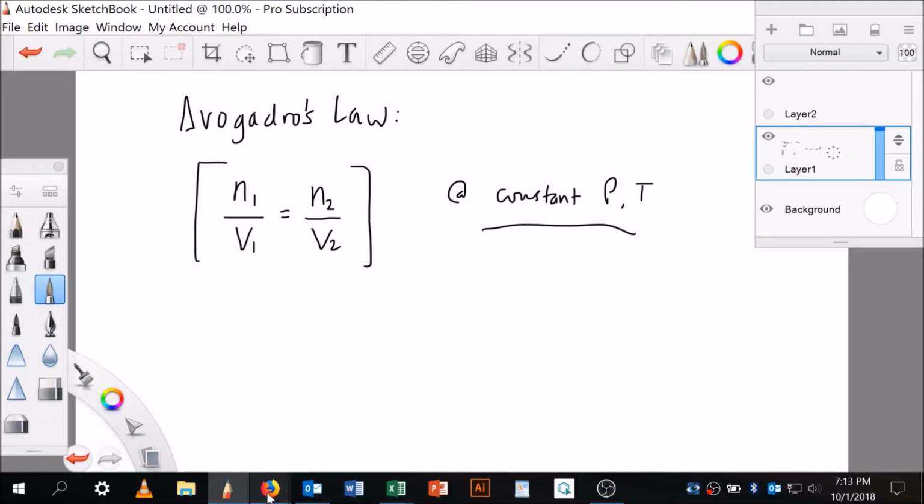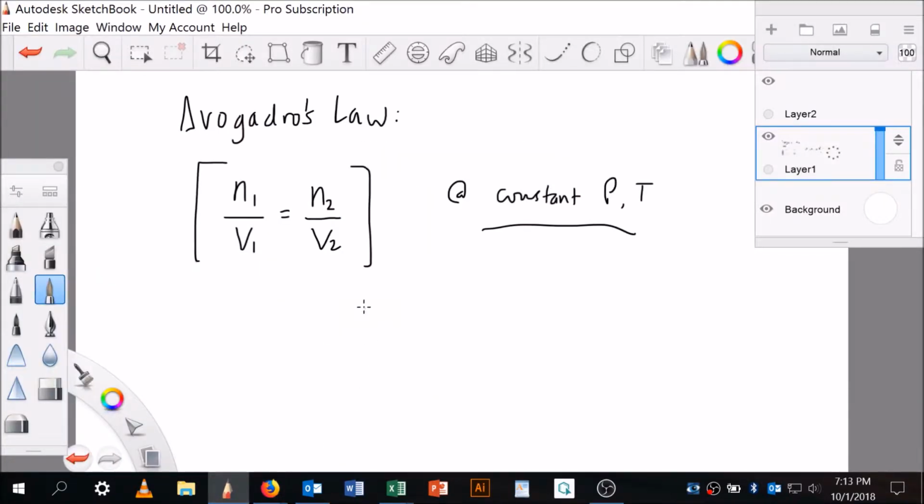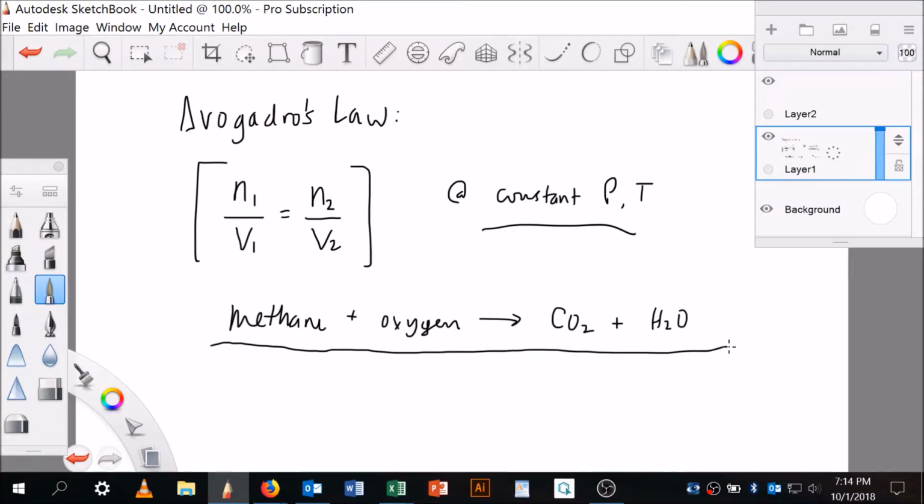Let's come back over here. We're using Avogadro's law. Now, methane gas and oxygen gas react to form water vapor and carbon dioxide gas. When I first looked at this, I said to myself, I'm going to have to go back and review what methane plus oxygen produce: carbon dioxide and water. I'm going to write those formulas out. But you might have to look up what methane is, and you might think, uh-oh, I'm in trouble. Turns out I don't think we need to even know what that is.